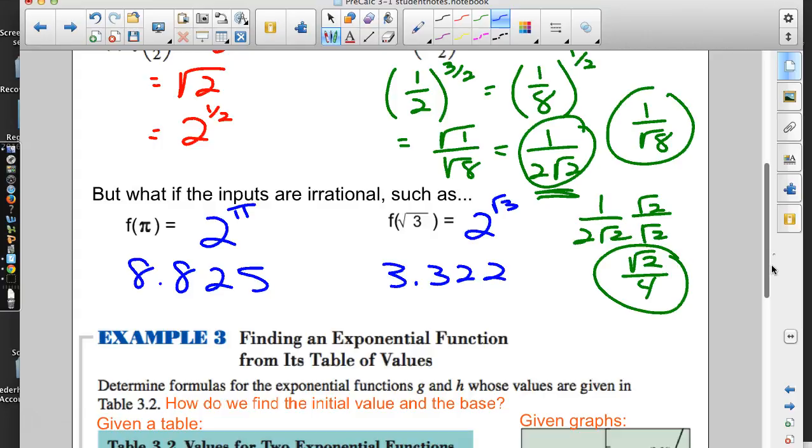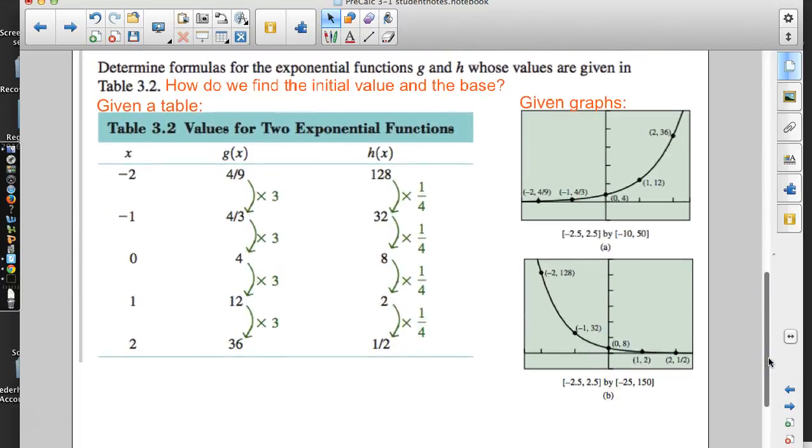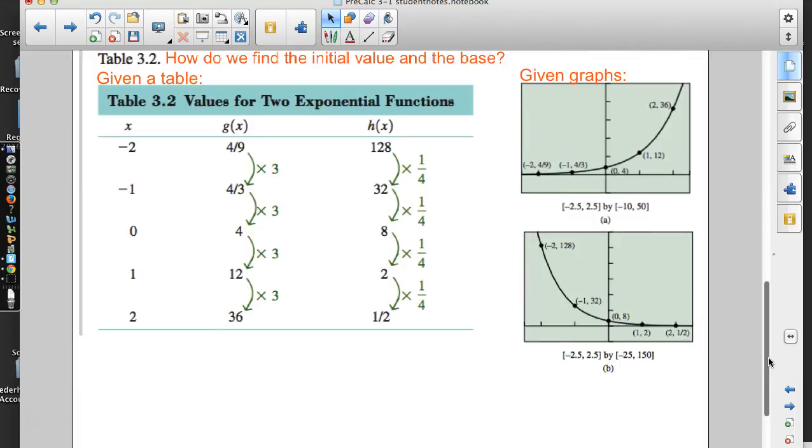So we can do it. It's not beautiful or anything, but we can figure out what it is to our thousandths position. So now we're talking about exponential functions. How are we going to know when we're dealing with an exponential function?